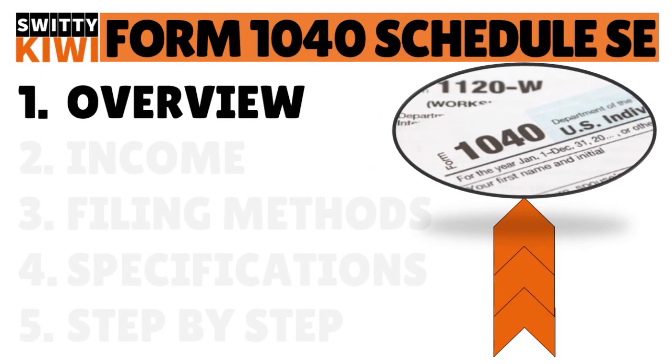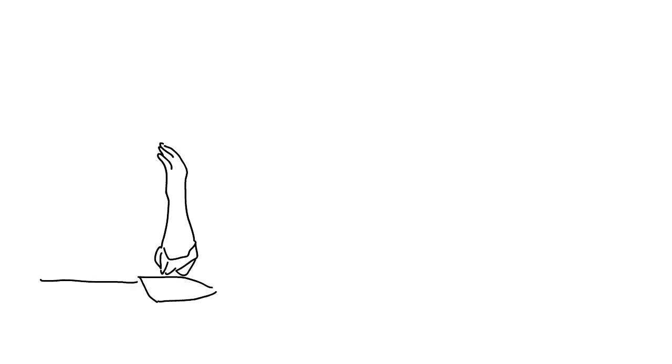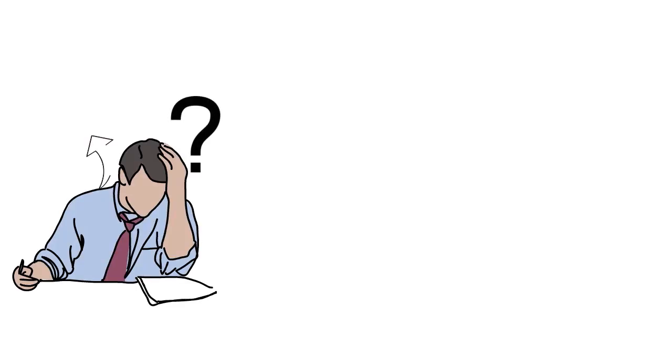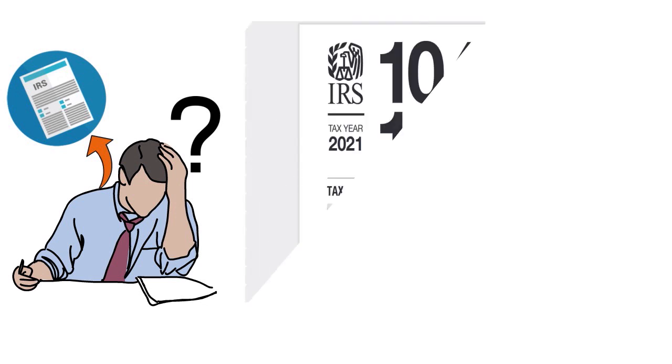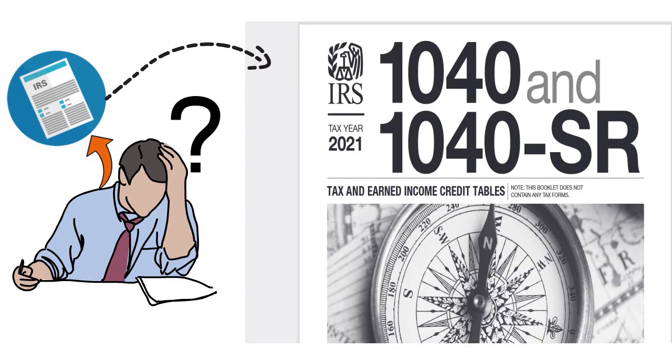Let me give you an overview. When we talk about Schedule SE, we are speaking about self-employment tax. You file this with Form 1040, 1040 NR or 1040 SR. And how much is self-employment tax? The amount will be different for each person, but there are rates and limits you can apply to determine how much you need to pay.